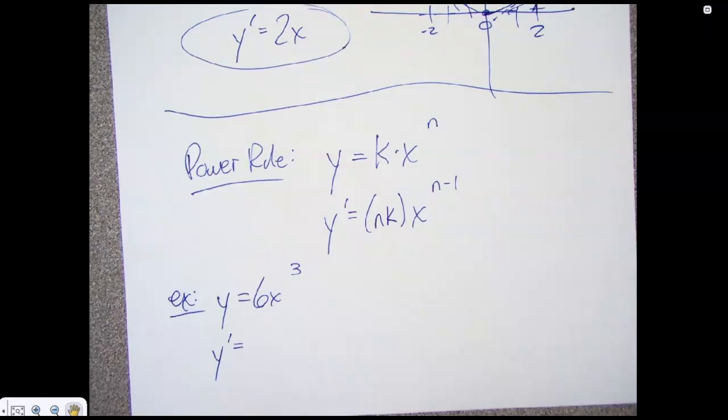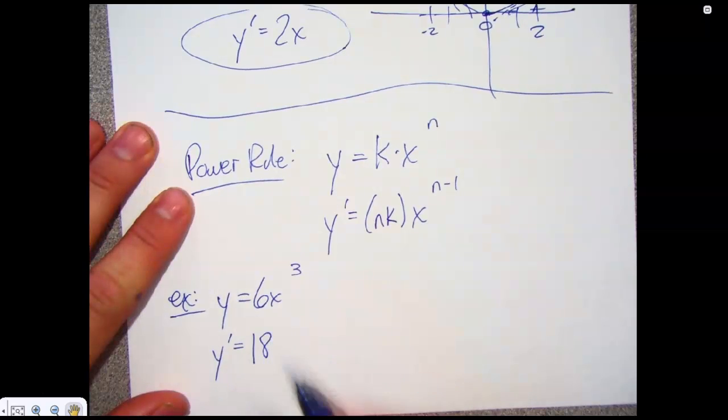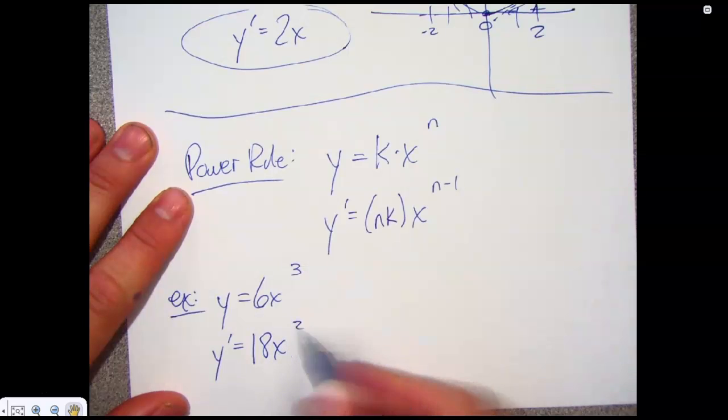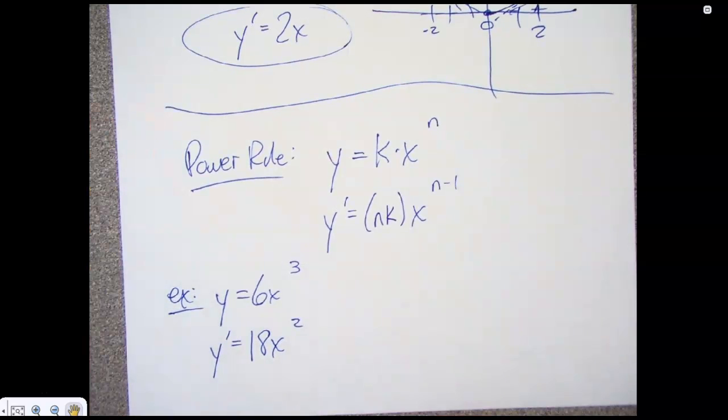It's way zeros numbers, unlike the n, k, and minus 1 thing. So you take the power, you multiply by the number in front. So 3 times 6 is 18. Write down the x and you lower the power by 1. So that derivative would be 18x squared.